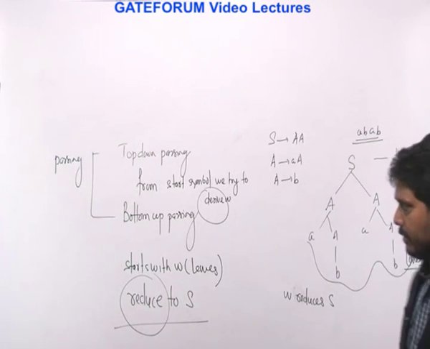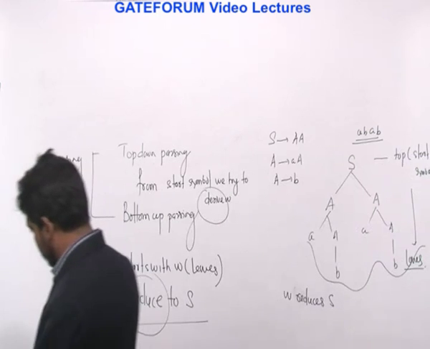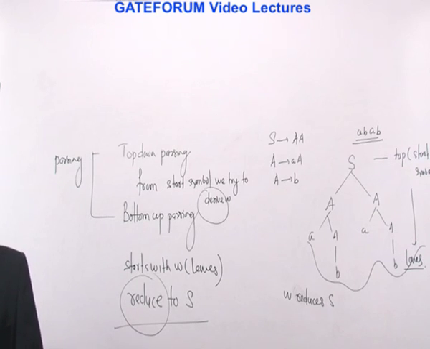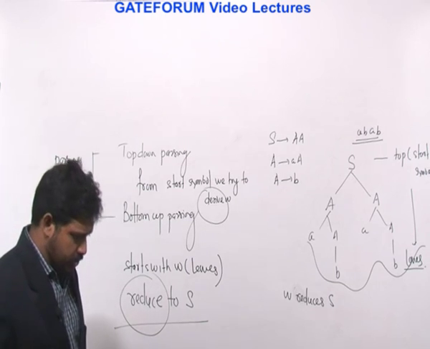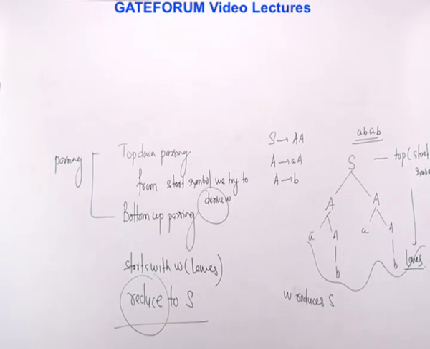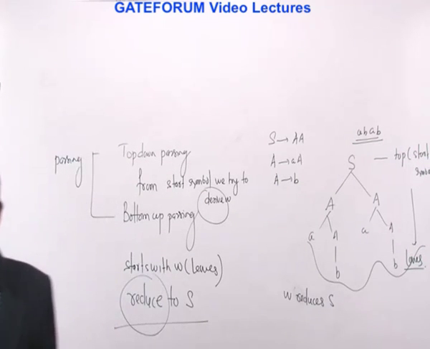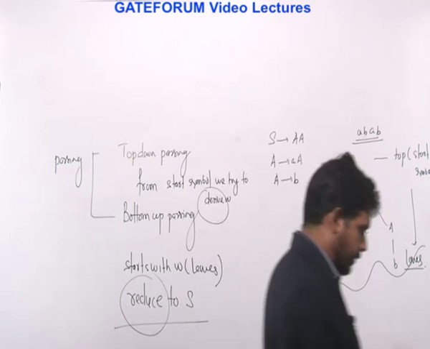Now your understanding of top down and bottom up: these are complicated algorithms, not very simple. If you want to get the correct understanding of these algorithms, what you have to be very comfortable with is the calculation of first and follow set. Calculation of first and follow set is the basis of both parsers, top down as well as bottom up. Both parsers use first and follow calculation.